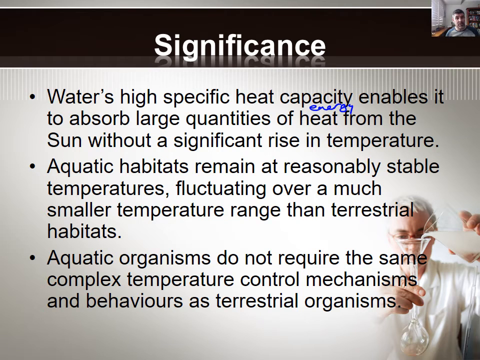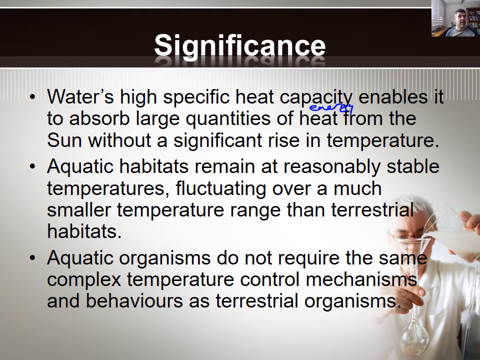Those smaller temperature ranges mean that they don't have to have quite as many strategies in order to regulate their temperature as organisms that live on land. And there can be a range of different types of strategies that are used to do that. We don't need to go into those in this course. If you're doing biology, you certainly will, and you may already have looked at some of those at this point.